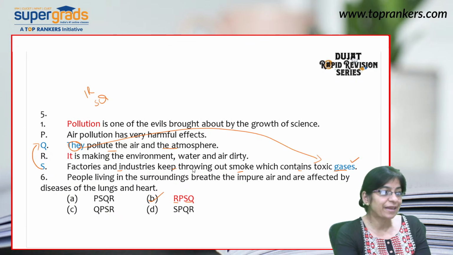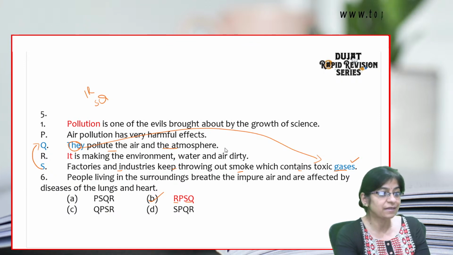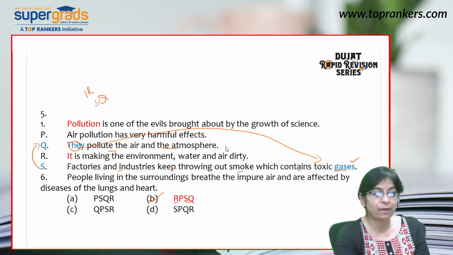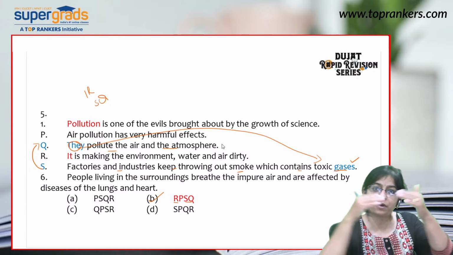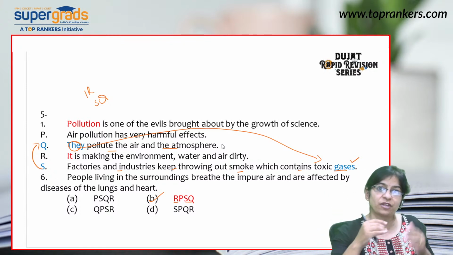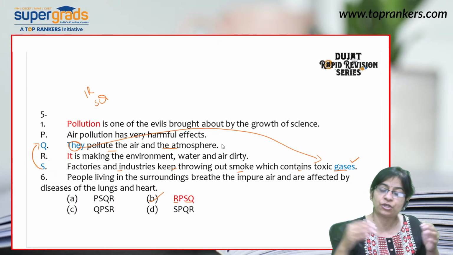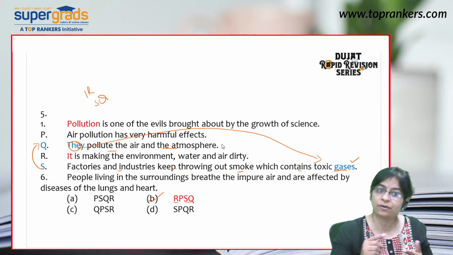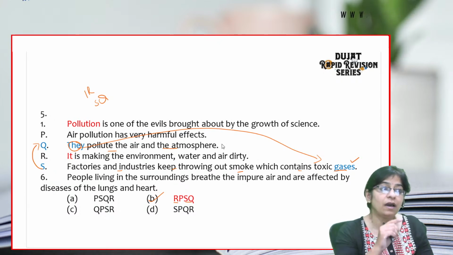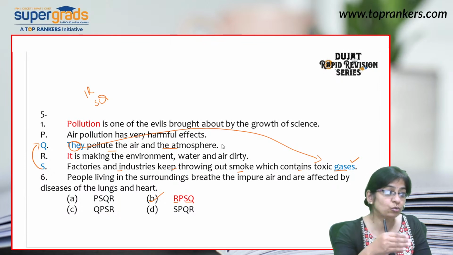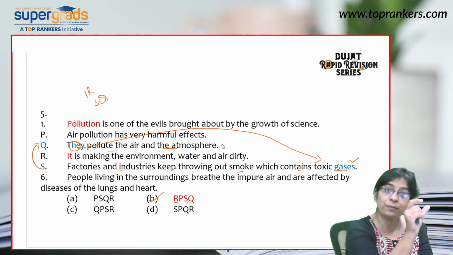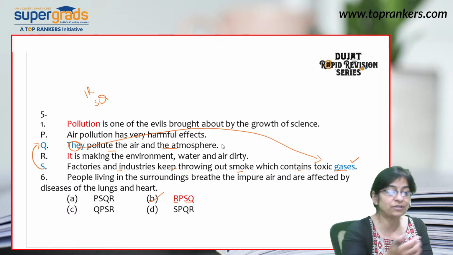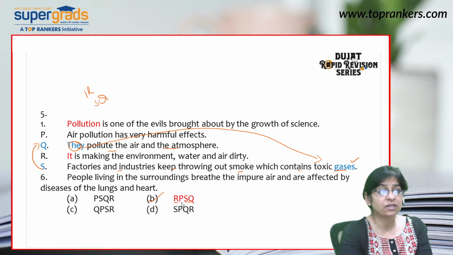Let's put this together. Pollution is one of the evils brought about by the growth of science, and then it is making the environment, water, and air dirty. And then P, air pollution. Now, from general, we are moving to specific. In general, pollution talks about all sorts of pollution, whether on land, air, or water. Then it comes to specification. Now, we are particularly talking about air pollution. And then we put P, air pollution has harmful effects.